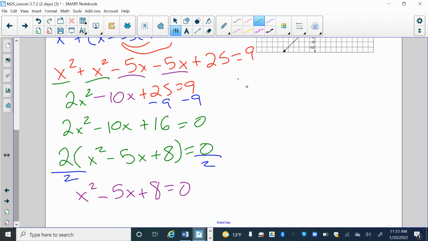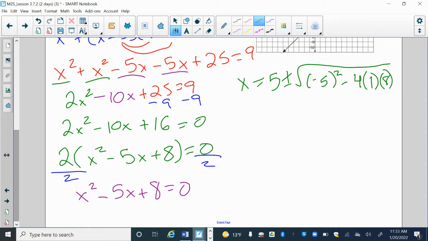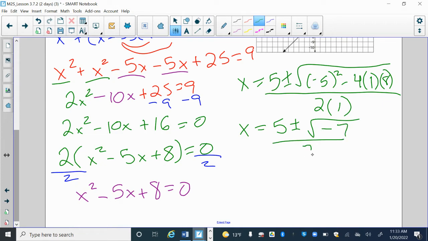I'm going to come over here. x equals the opposite of b, so 5, plus or minus the square root of b squared, negative 5 squared, minus 4 times a, which is 1, times c, which is 8, all over 2 times a, which is 1. Simplify. 5 plus or minus the square root. Let's see, so we get 25 minus 32. Okay, so 25 minus 32 is negative 7, over 2.